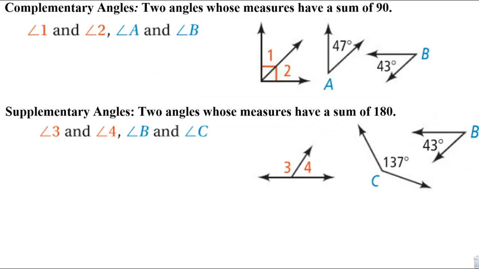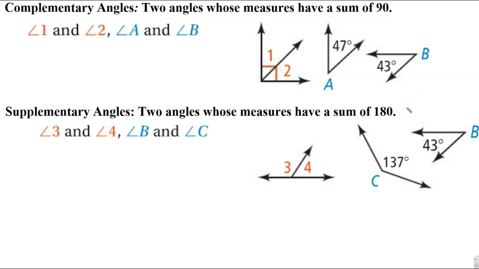Next thing we're going to talk about are a couple of special types of angle pairs: complementary angles and supplementary angles. We'll say that complementary angles are 2 angles whose measures have a sum of 90 degrees. For example, angles 1 and 2 are complementary because when they come together they make this right angle box. Usually we're talking about two adjacent angles that form a right angle. But since angles A and B, which are 47 and 43, add to 90 as well, we'd say that angles A and B are complementary also.